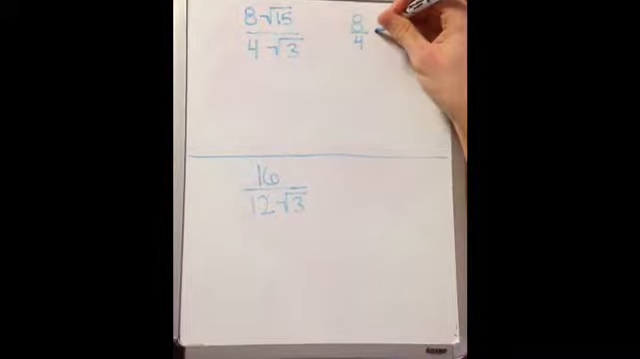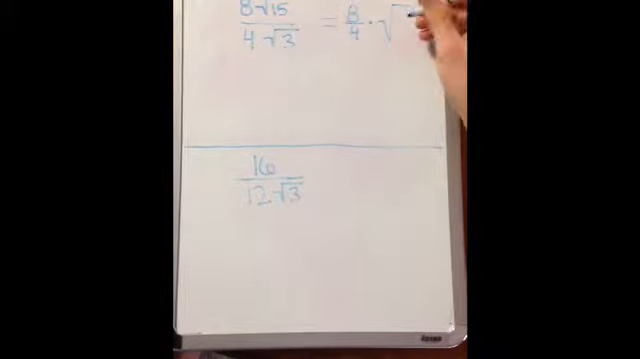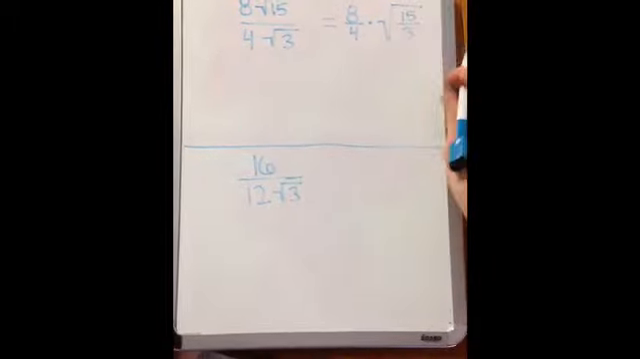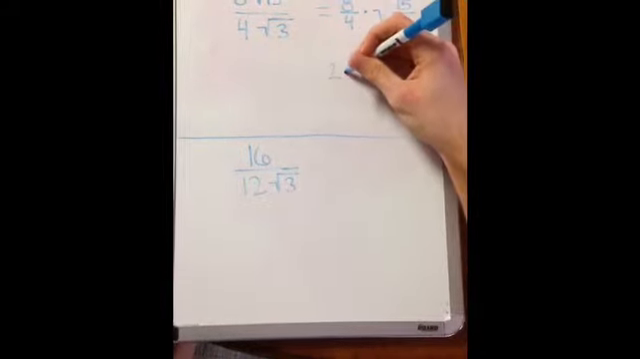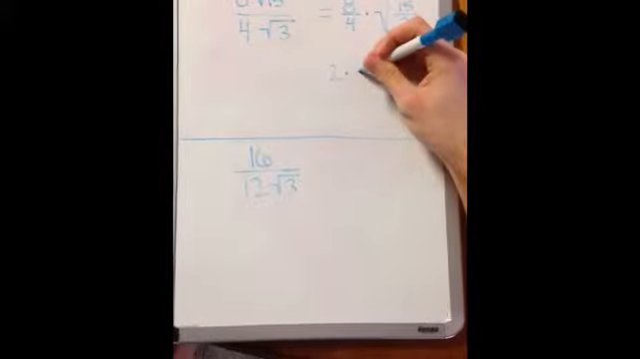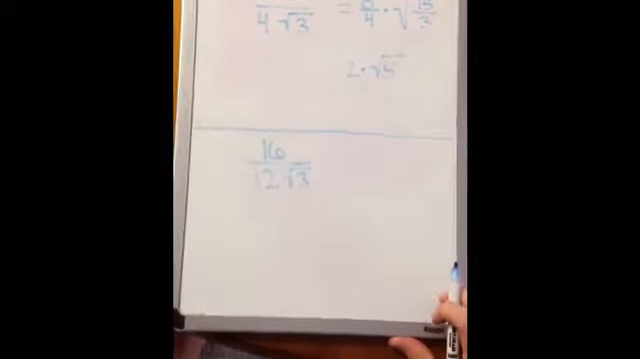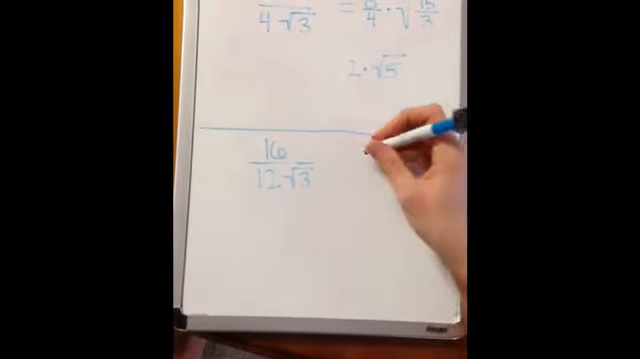In this problem, we have 8 times the square root of 15 over 4 times the square root of 3. 8 over 4 can be its own term, and 15 over 3 can be its own term. So now 8 over 4 simplifies to 2, and the square root of 15 over 3 simplifies to the square root of 5. So the final answer would be 2 times the square root of 5.